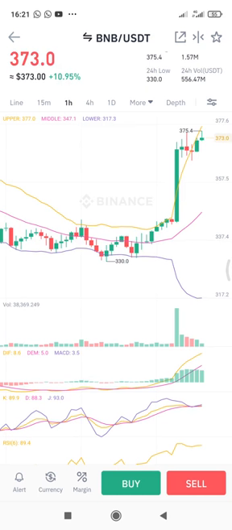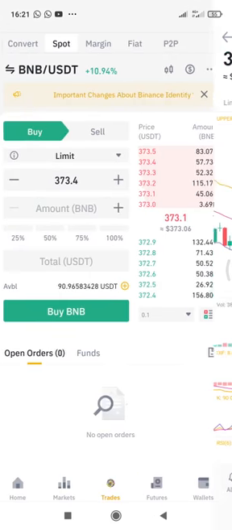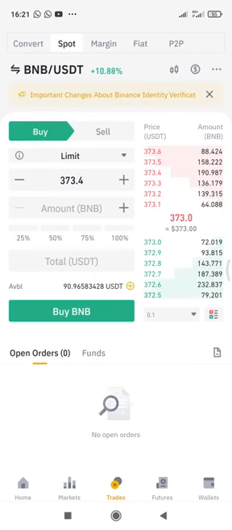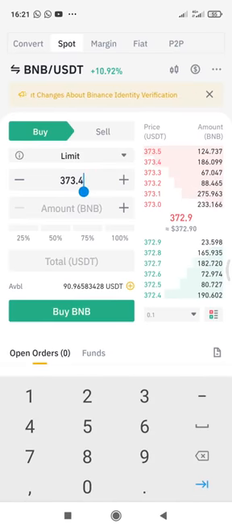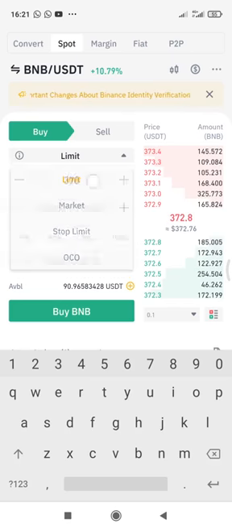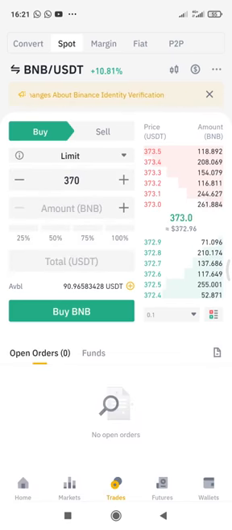Alright, we are not going deep into it. So now we are going to buy BNB. Let's assume that in the signal we are asked to buy at 370. Hope you can see what I'm doing. I just touched here and changed the number to what I want to buy at, using this limit. This is the purpose of limit.